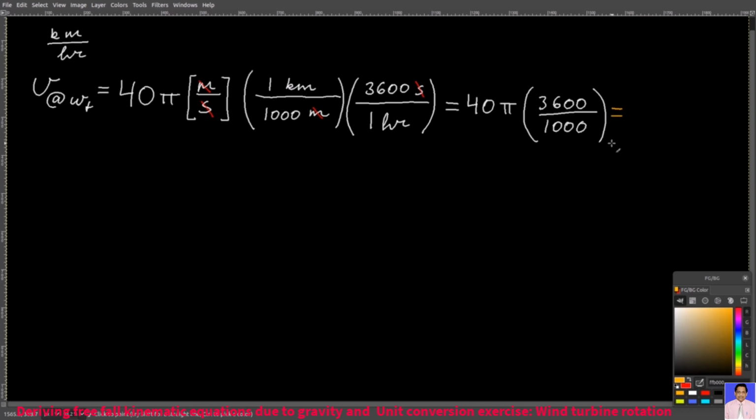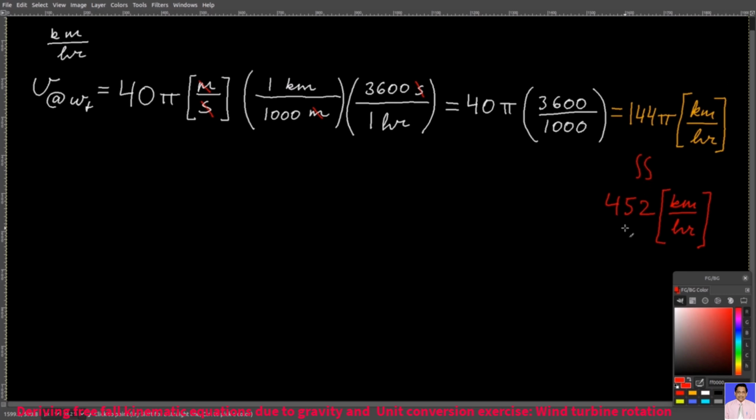That will give you 144 pi kilometers per hour. That's approximately 452 kilometers per hour. So that's pretty fast. And there you go. This is your answer for question 2.